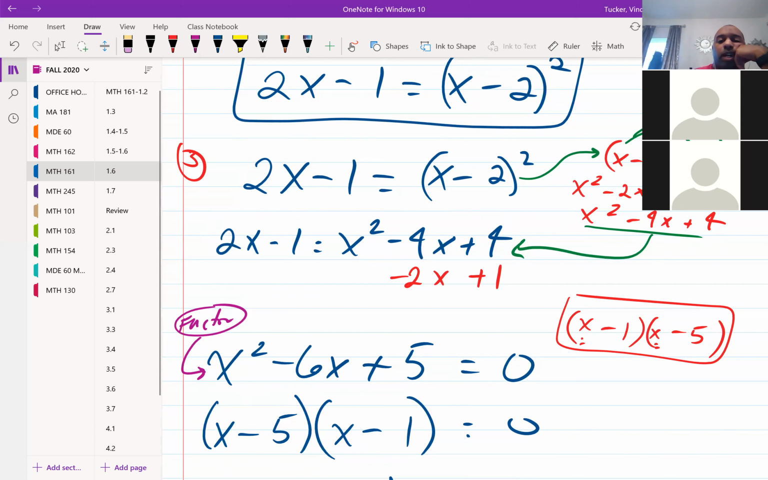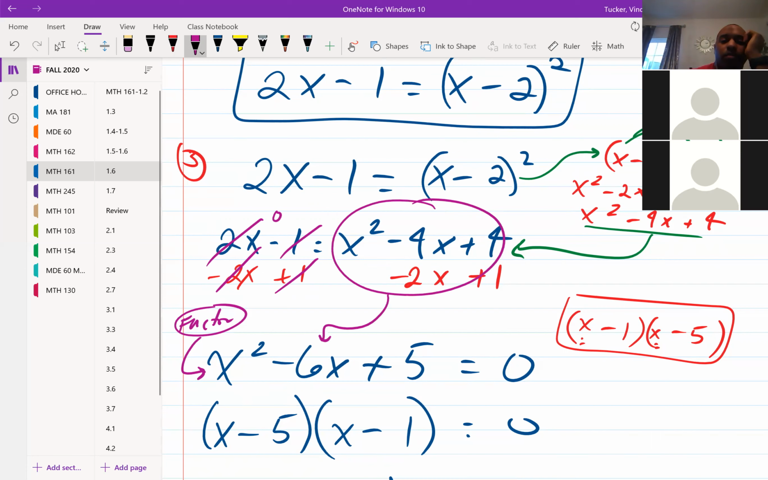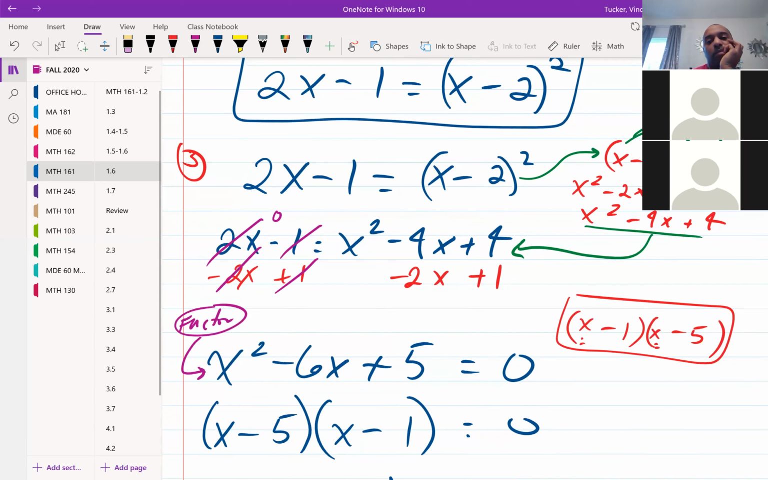And now you can set one side equal to 0. And so that's why we subtract 2x and add 1 to both sides, so that they'll cancel out on this left side, leaving you with just 0. And then over here, that result, x squared minus 6x plus 5. I understand. Thank you. Mm-hmm.